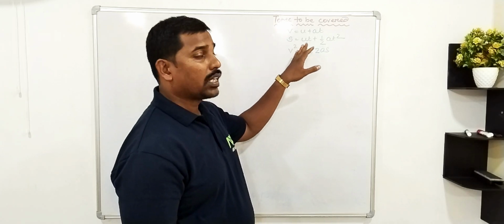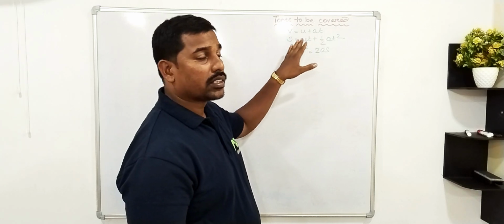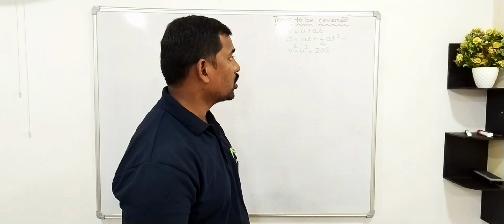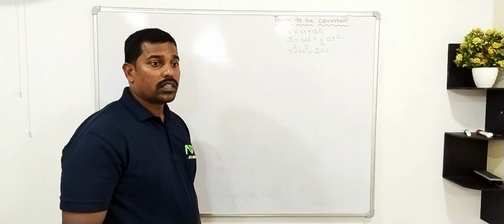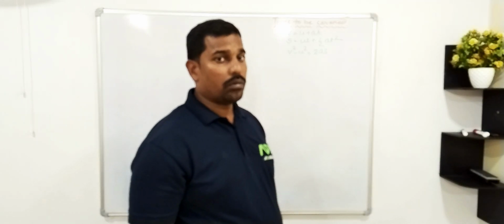Today's topic is the equations of motion. We have three equations of motion. First equation: v equal to u plus at. Second equation: s equal to ut plus half at square. And third equation: v square minus u square equal to 2as. Generally, a uniformly accelerated body can be described with the help of three equations, which are known as the equations of motion.